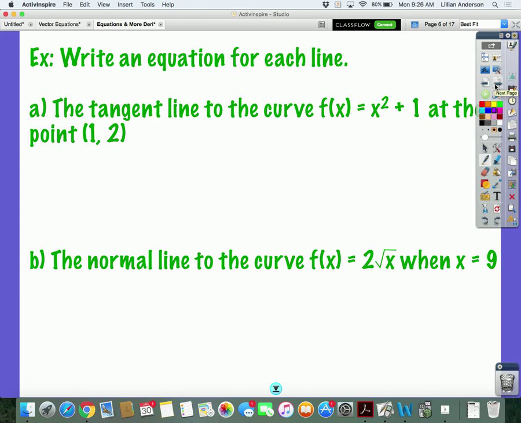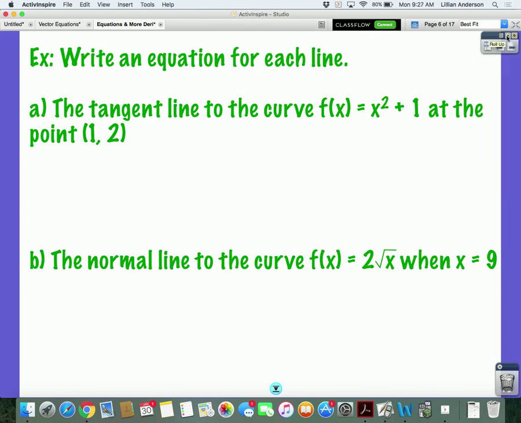So we're going to look at an example. We're going to write the equation of each line. Okay? So actually we're going to have a lot of examples, so I'll give you guys a second to write these down. All right. So it says the tangent line to the curve of f of x equals x squared plus 1 at the point 1, 2.